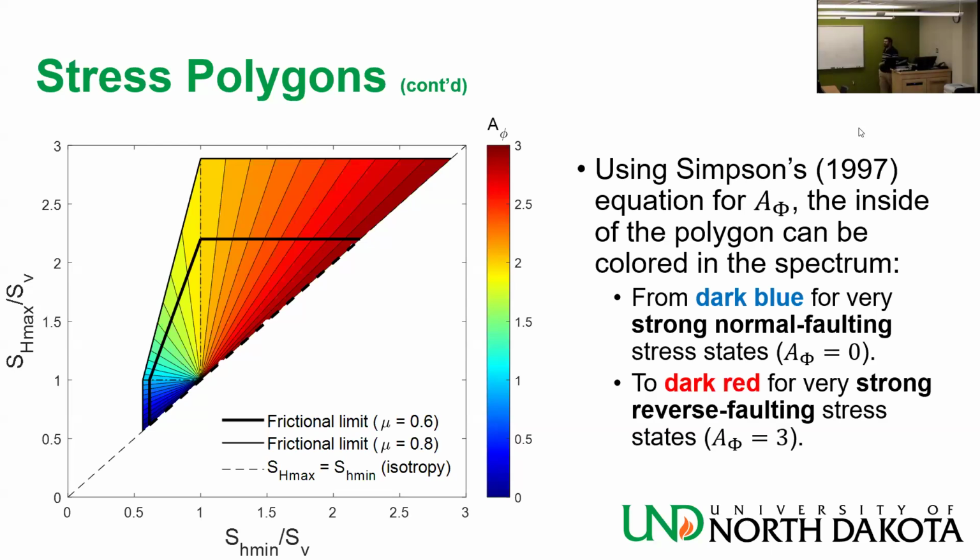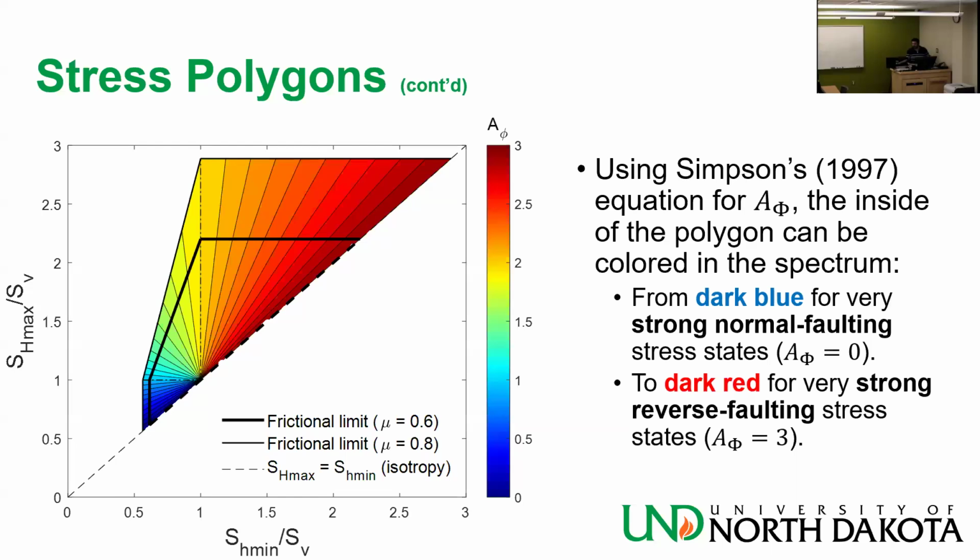What does a very, very normal faulting stress state mean? Basically, SV is huge compared to SH max and SH mean. Then you are in the interface between reverse faulting and normal, where you have SV is equal to SH max, which is bigger, and they are both bigger than SH mean. Then you have the other interface.